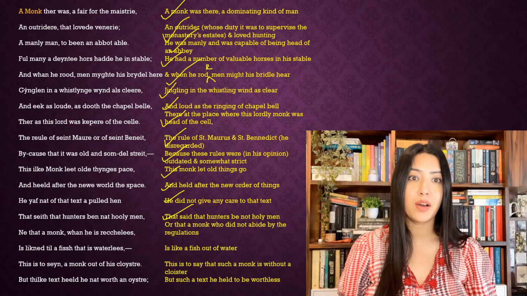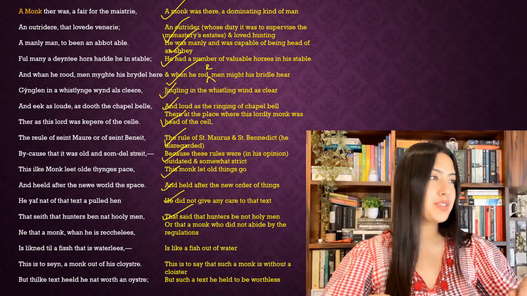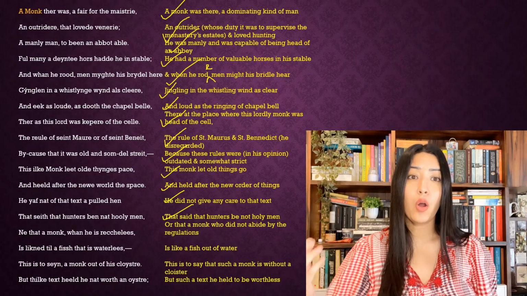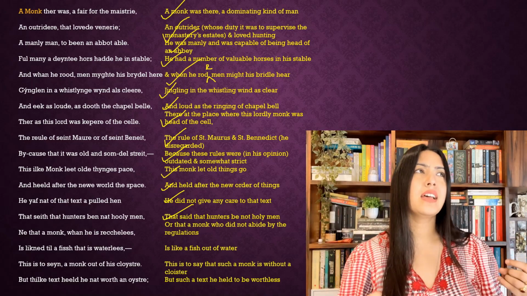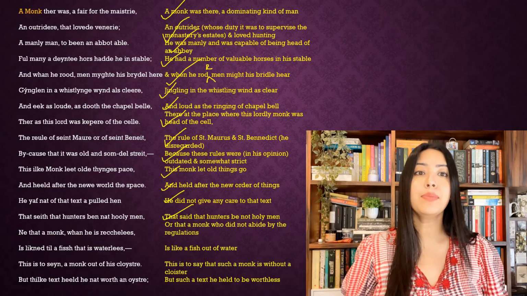He's supposed to be a holy man, right? But he engaged in hunting. He has a horse, he has a bridle, he rides out. People can hear his horse, they know that it's him, and likely he goes out hunting, and he says, I don't follow the rules that say that hunters are not holy men. Why? Hunters can be holy men.